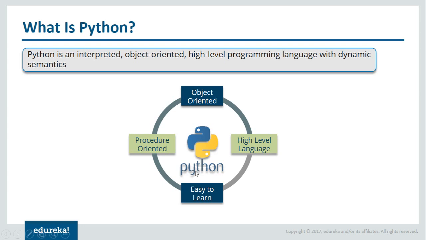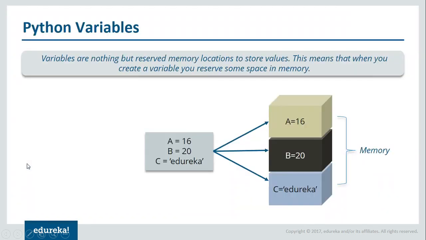Alright, so let us go ahead and understand the code basics of Python. So we'll begin with variables. Variables are nothing but reserved memory locations to store values. What does this mean? This means that when you create a variable, you reserve some space in memory. And let me tell you guys, unlike Java and C++, here you don't need to specify the data type of your variable. That means it is basically a loosely typed language, all right? You don't need to specify the data type to which that particular variable belongs.